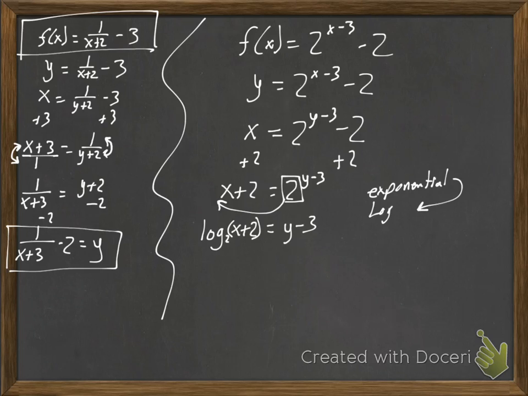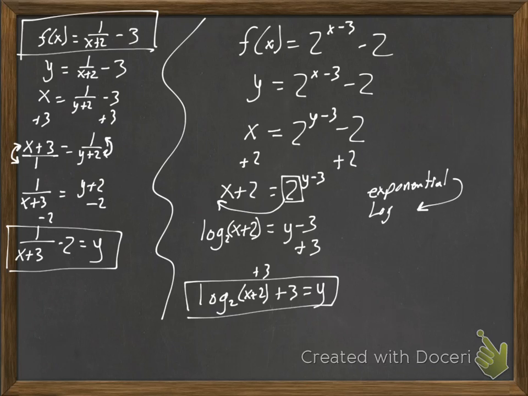And now I add 3 and add 3, and I have log base 2 of x plus 2, plus 3 is equal to y. And there is my inverse function for my original function up here that I started with. Good? So that is exponentials, that's reciprocals, that's square roots, that's basically everything except for absolute value.